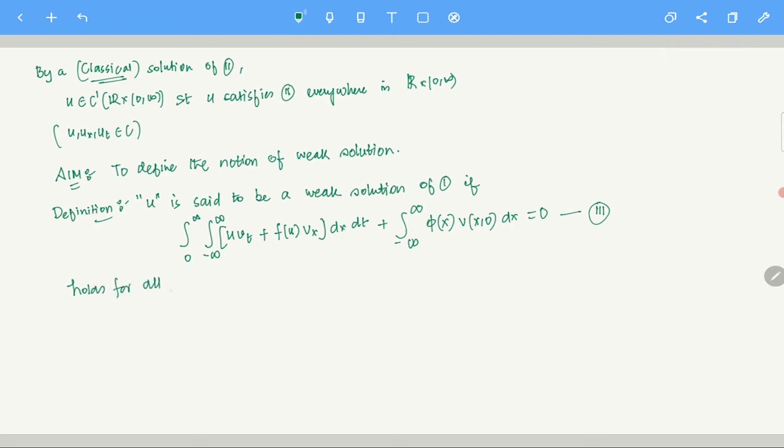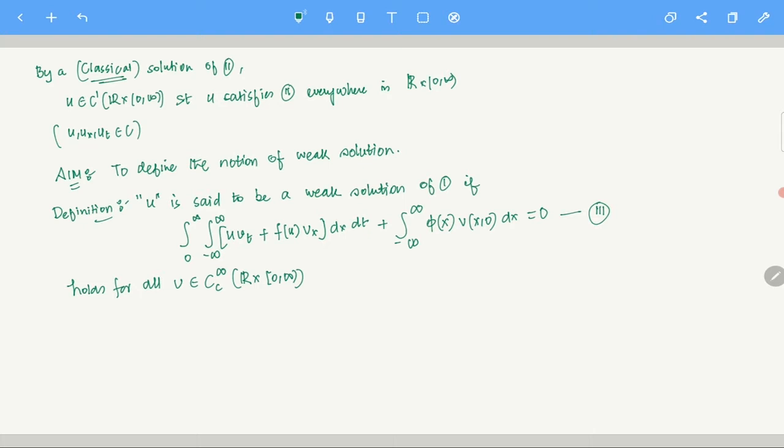For all v which is in C_c infinity of R cross [0, infinity). So essentially you take a C_c infinity function in the upper half space, and what you want is this particular relation to hold. This looks like an arbitrary relation right now, but it is not. We will explain it later. So for now, let's just understand what we just wrote.